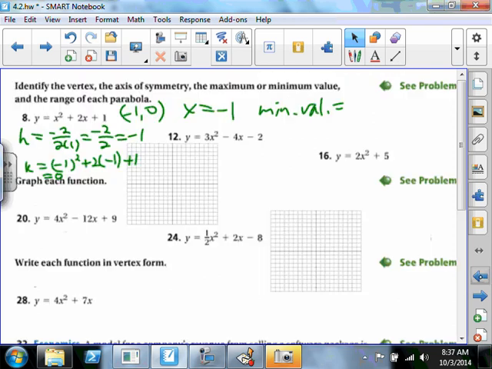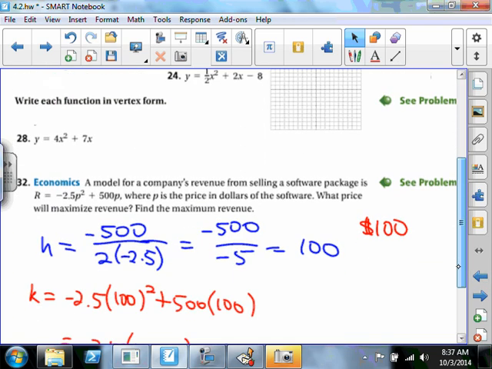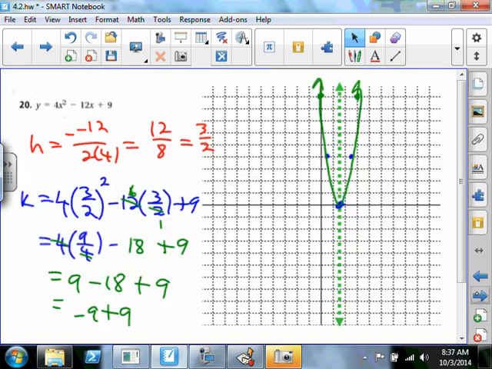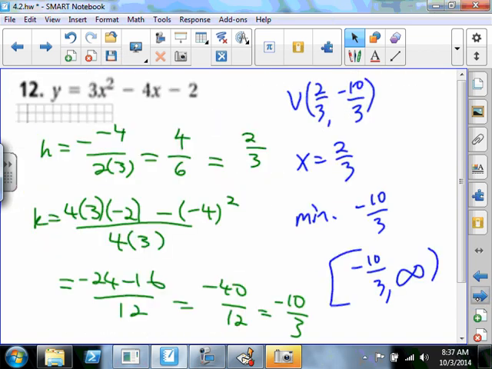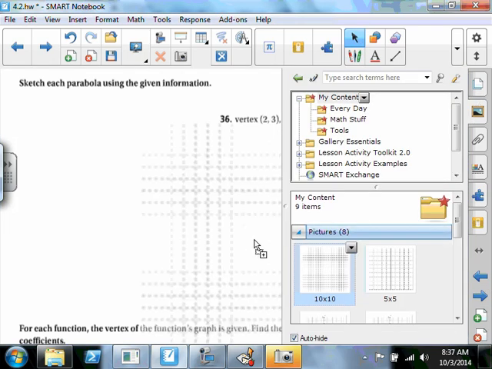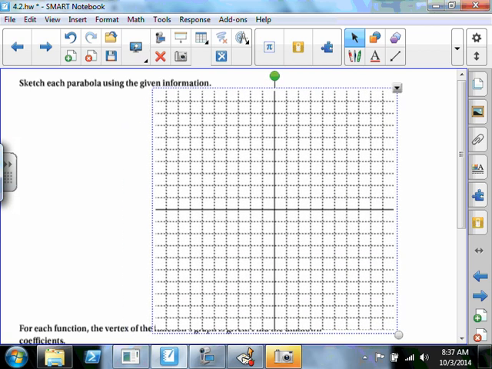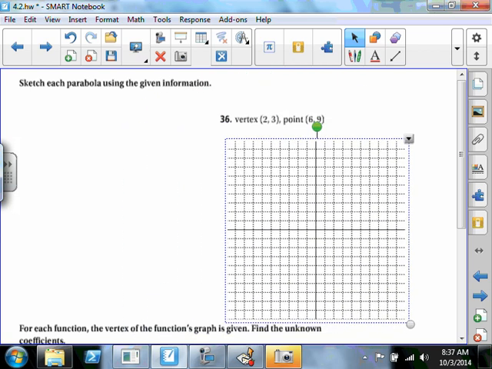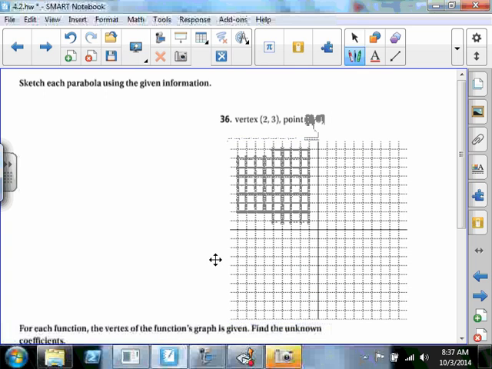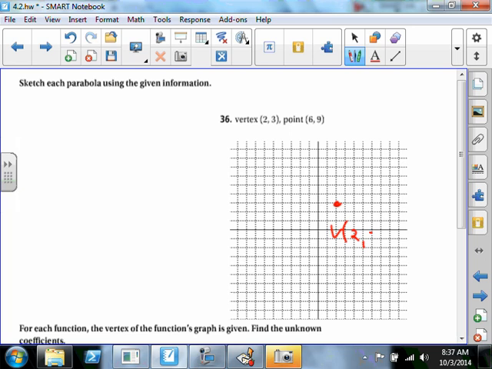So I think we still got a couple left. We did 32. I think we got 40 and 44, and then that's it. And 36. So 36 says, okay, let's sketch the parabola. They already give you just about all you need, don't they? They give you the vertex at 2, 3. And they gave you the point 6, 9.